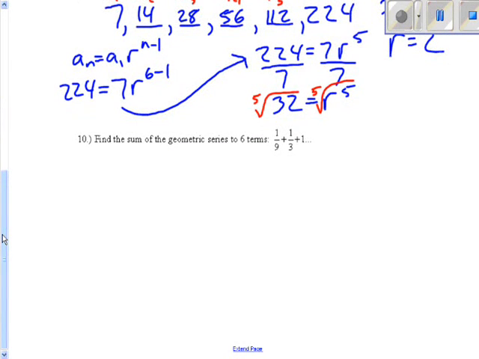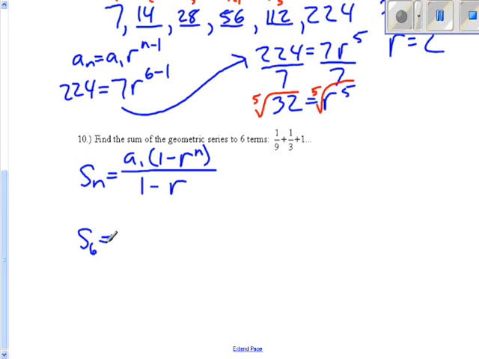If we take a look at this one, it says find the sum of the geometric series. So the sum of a geometric series, remember, is going to be s sub n equals a sub 1 times the quantity 1 minus r to the n all over 1 minus r. So since we're looking for the first 6 terms, that's s sub 6 equals a sub 1, which is 1/9. This is 1 minus our r value. To get from one term to the next, we're actually multiplying by 3. So that's 3 to the 6th power all over 1 minus 3.